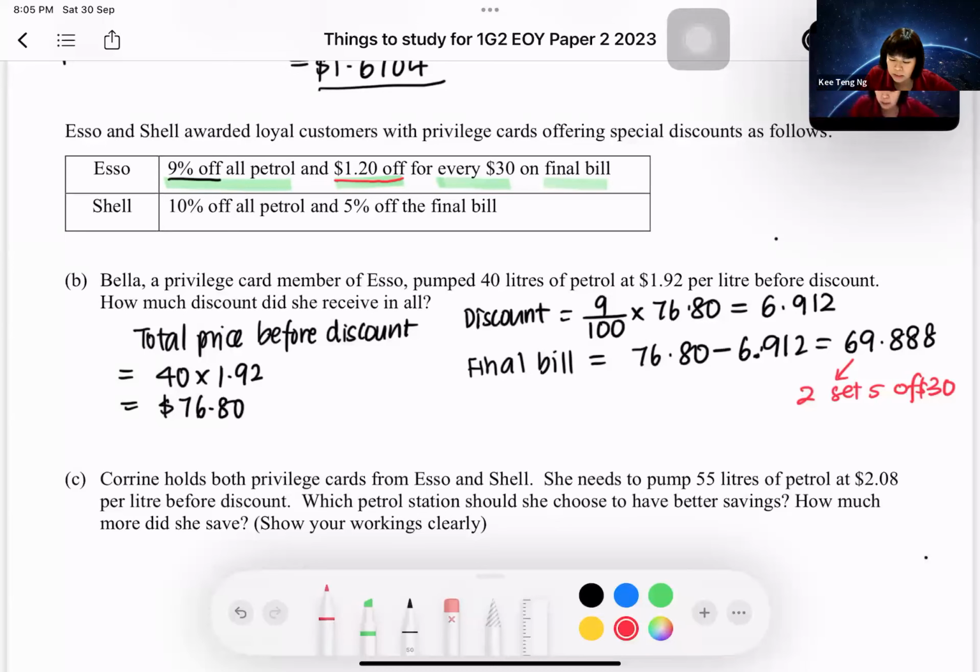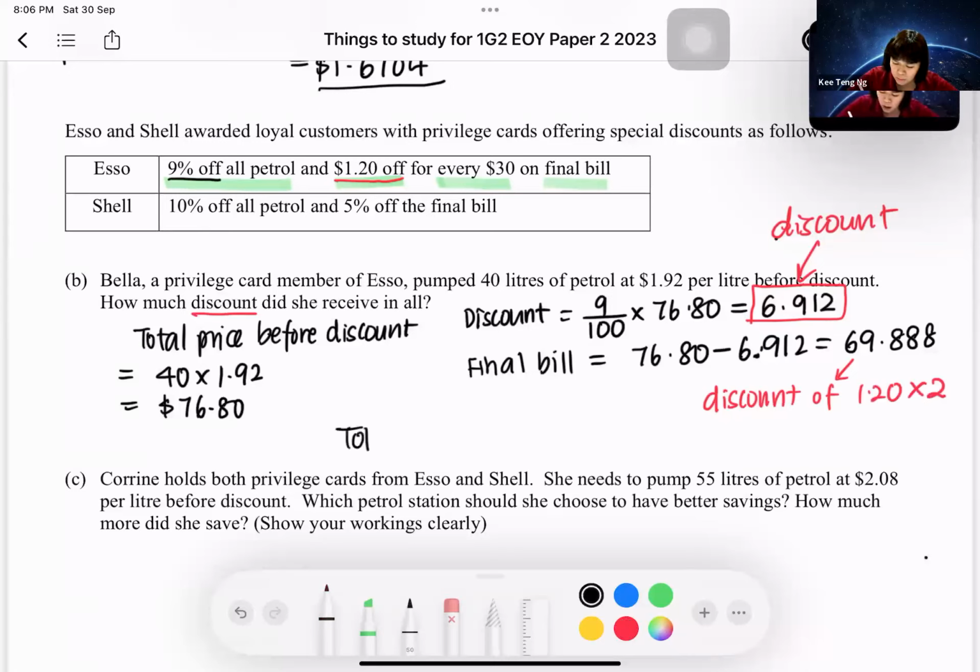So what is my discount? They ask me for discount. My discount was originally this one. Okay, and then not only that, I got 2 sets of $30. That means I'm going to get 2 times a discount of $1.20. So $1.20 times 2. So what will be my total discount?